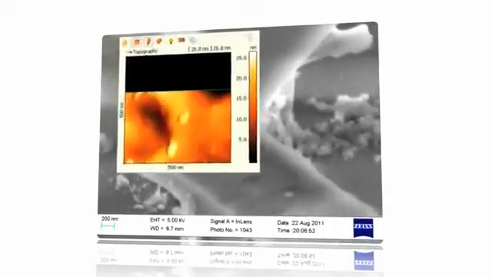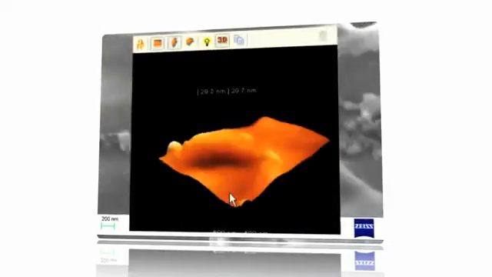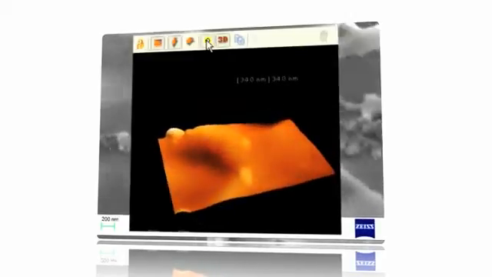Find your region of interest on the specimen quickly and easily with your SEM. Then navigate the AFM cantilever to this region of interest directly and precisely. Using AFM technology, you profit from high-resolution surface information.